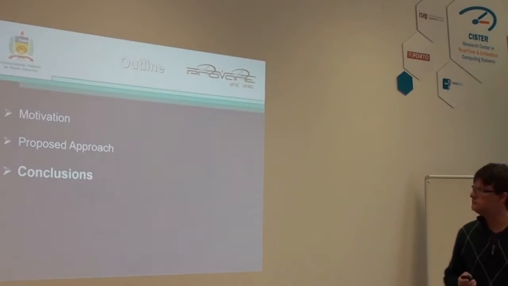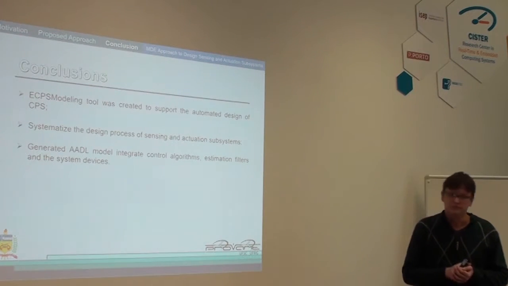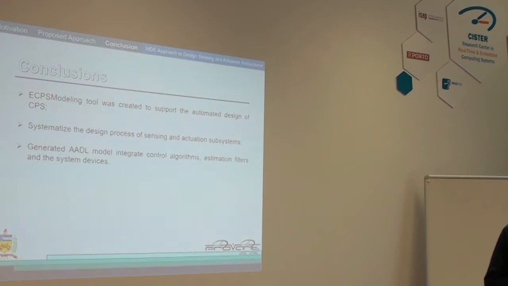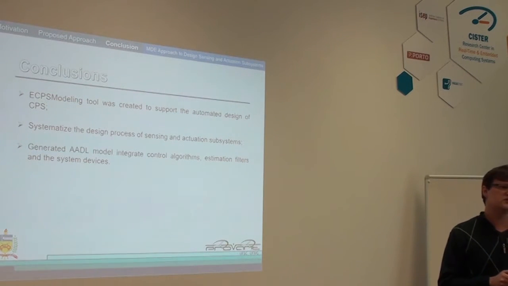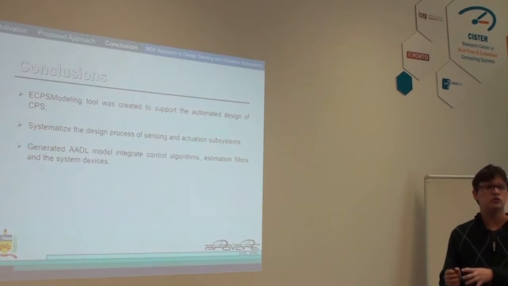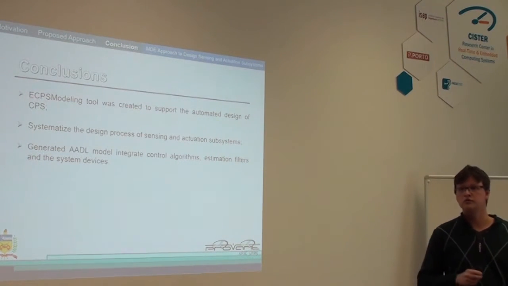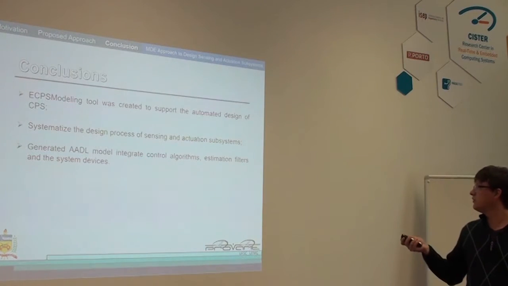So concluding, with this tool we aim to support the automated process, the design of the sensing and actuation characteristics, and systematize the design of these subsystems, and how we can replace this one model that is an analytical model with a set of system components and software structures, in order to make a more complete architectural model, closer to the real application, and integrate the control algorithms, estimation filters, and system devices.